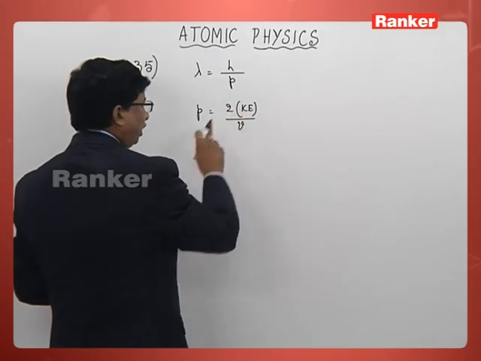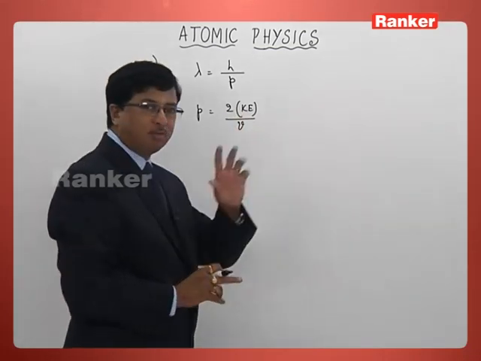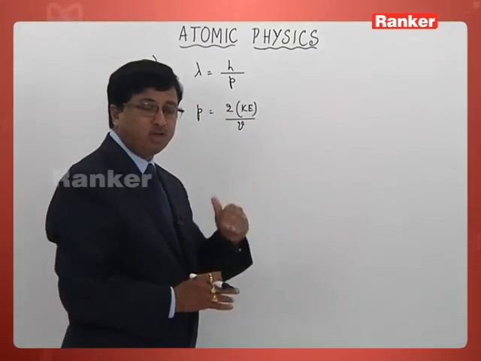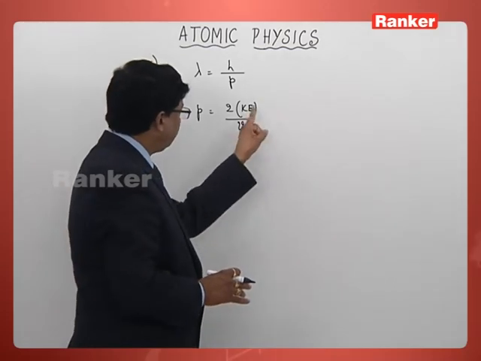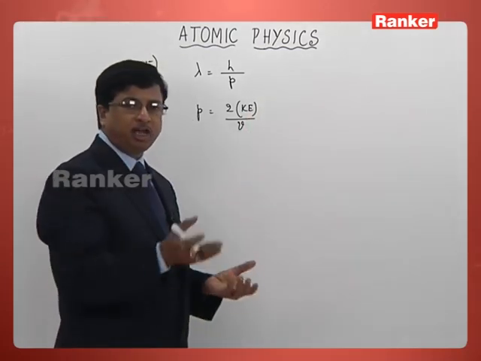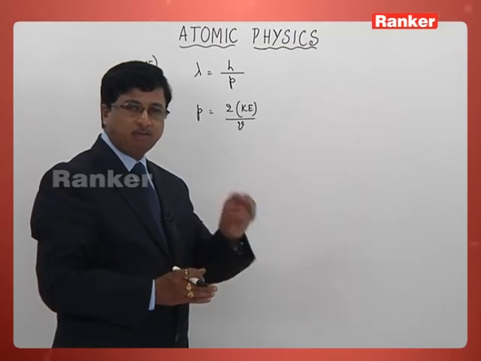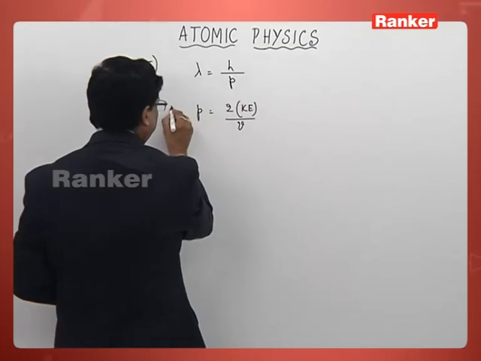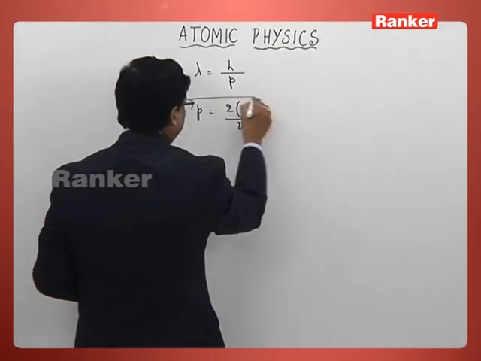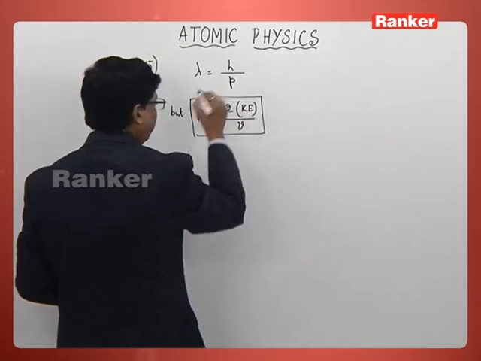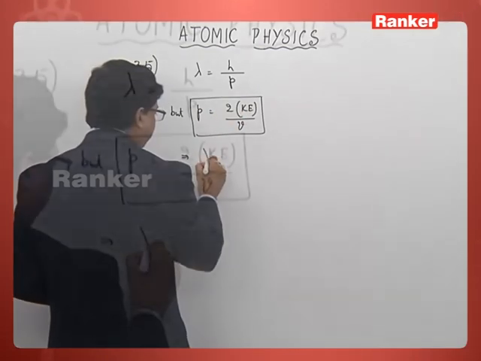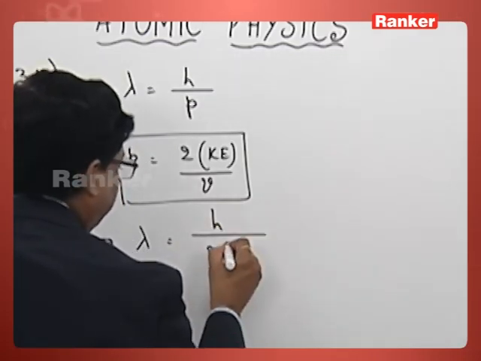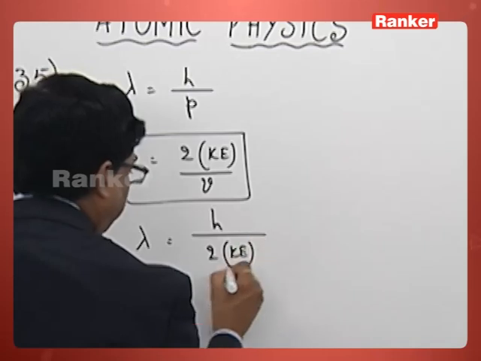What is this twice kinetic energy? Twice half mv square. The 2 getting cancelled, you are left with mv square in the numerator. mv square by v, v getting cancelled, you are left with momentum once again, mv. So in place of p, I write this one. This is the relation you have to take for this. So this implies lambda is equal to h by (twice KE by velocity v).